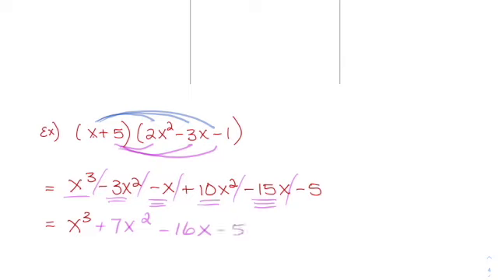Again, the highest exponent, the degree of this polynomial is 3. The leading term is x to the third. The leading coefficient is going to be 1. And this is a polynomial. Any questions on that? Okay, so that kind of question, I do expect you guys to be able to handle that now. That's one thing.